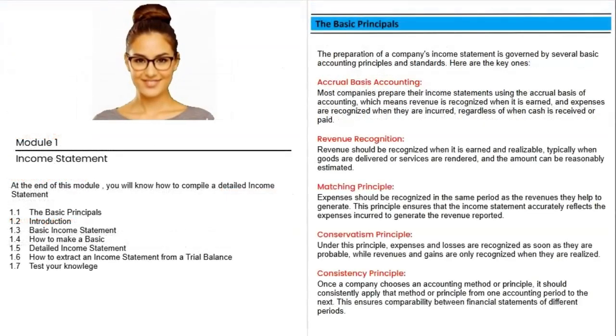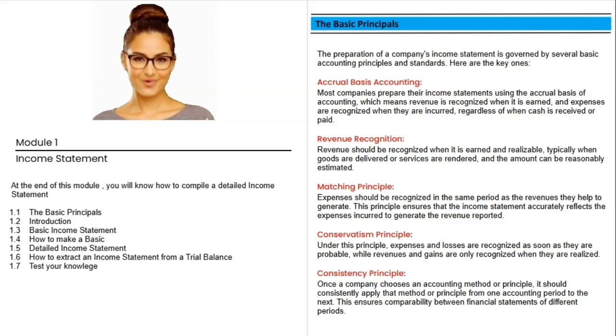Module 1 of this course is the income statement. So, immediately after we have been handed the adjusted trial balance, we need to extract the income statement and properly categorize the revenues and expenses. If these accounts are properly categorized, the reports that follow will be easy peasy to compile.